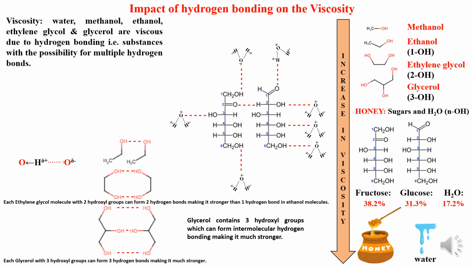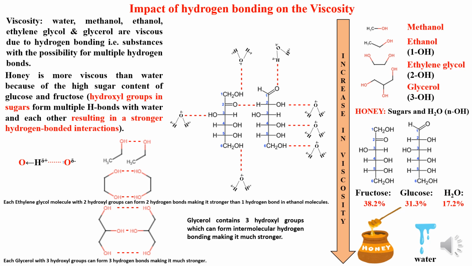So the substance with the possibility of multiple hydrogen bonding is more viscous, like in case of honey. Honey is more viscous than water because of the high sugar content of glucose and fructose. And it is the hydroxyl groups in sugars that participate in multiple hydrogen bonds with water and each other, resulting in strong hydrogen bonded interactions.